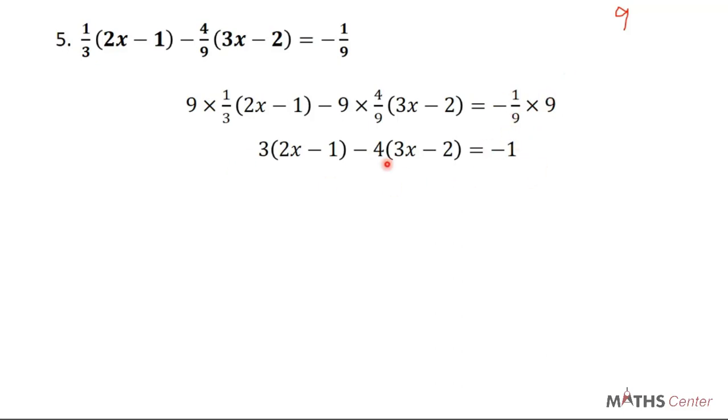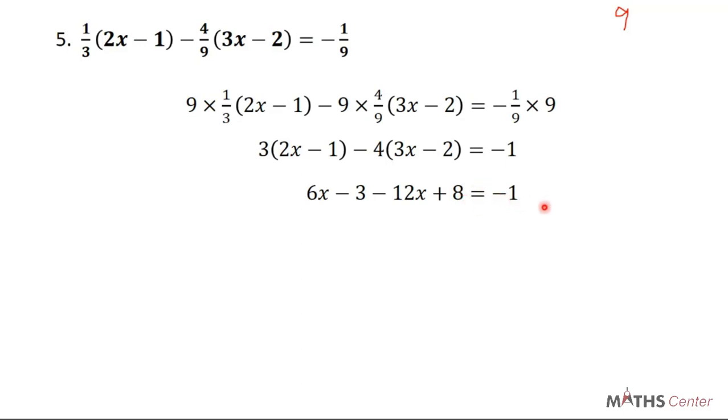From here, we expand the brackets. So we are going to have 3 times 2x, which will give us 6x. 3 times minus 1 will give us minus 3. Minus 4 times 3x will give us minus 12x. Minus 4 times minus 2 will give us positive 8 is equal to negative 1.